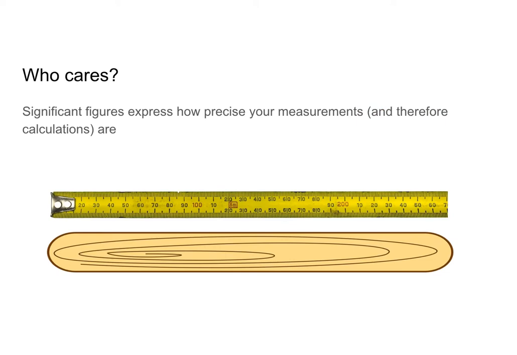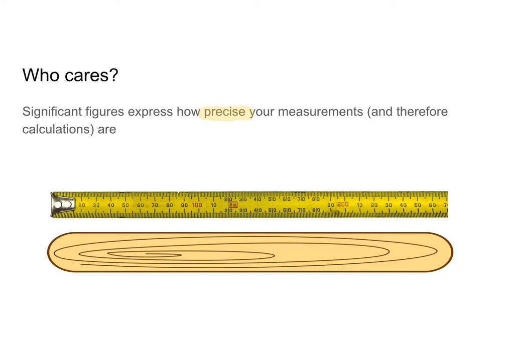Okay, I just spent a whole long spiel talking to you about what significant figures are, but who cares? Why should I care about whether a 0 is significant? Why does the number of sig figs matter? Well, in science, significant figures are important because they express how precise your measurements and therefore your calculations are.